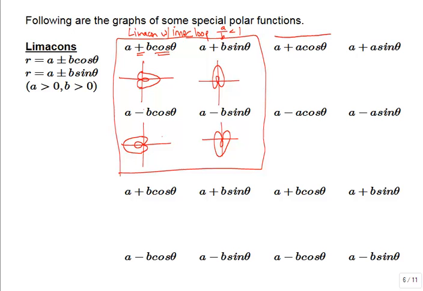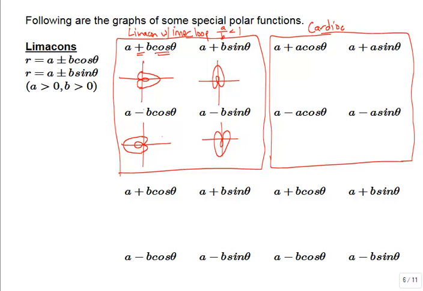Now in these four right here, notice the a and the b are the same. So these are called cardioids, and they're just a certain type of limaçon. And this is when that a over that b is equal to 1. In other words, the a and the b are equal.